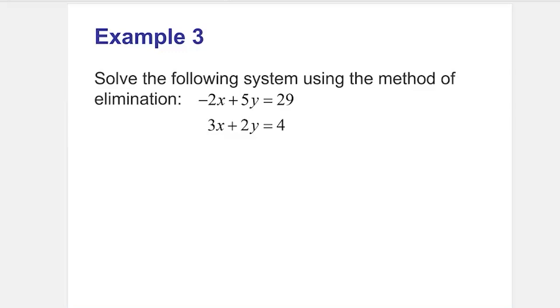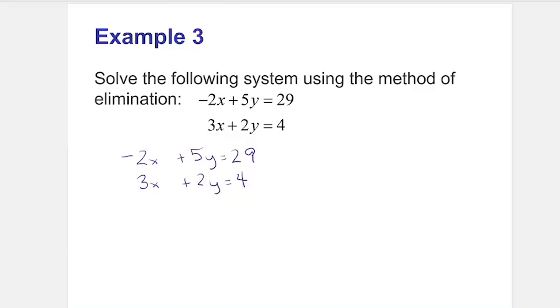I usually pick the smaller values just to make it easier. So let's just rewrite this. We have -2x plus 5y equals 29, and we have 3x plus 2y equals 4. Okay? And I'm going to eliminate x. That's the way I'm going to do it first. I'll do it both ways for you. So here I'm going to choose to eliminate x.